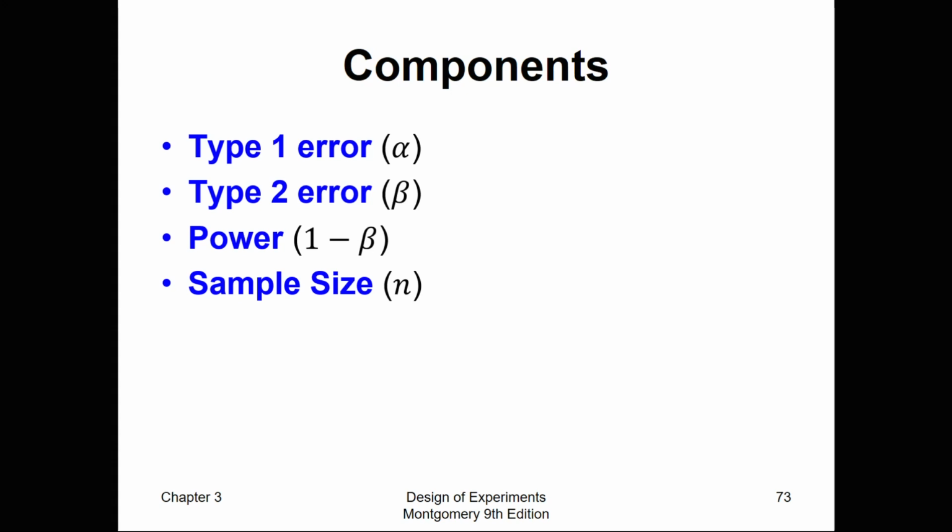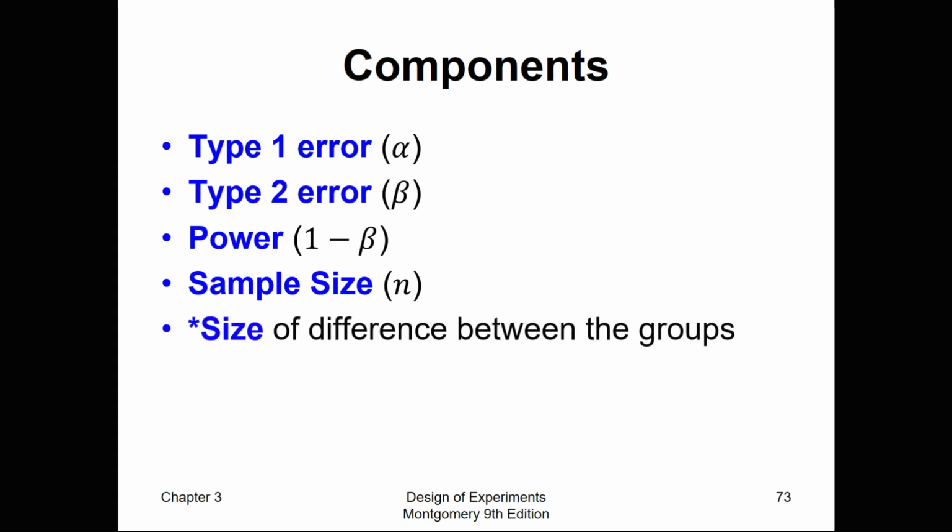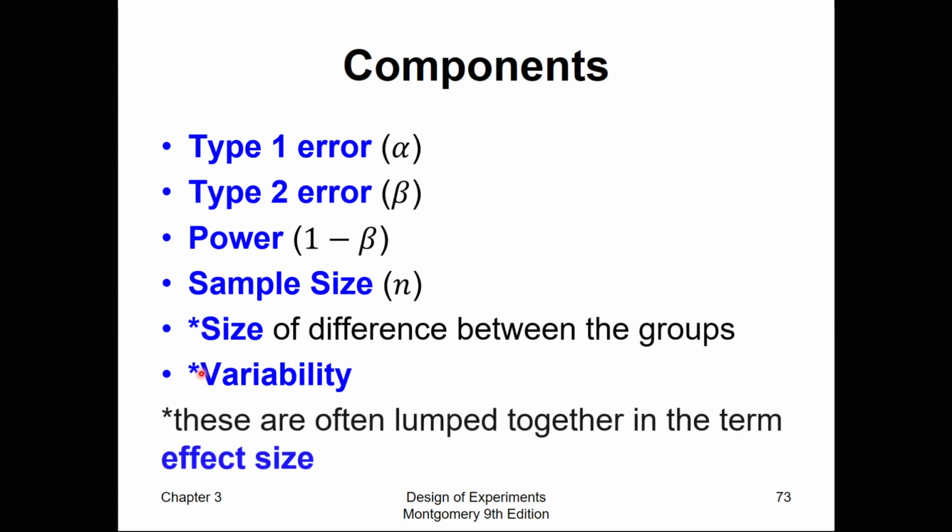The sample size n is a component that's related. And then there are two last components: the size of the difference between the groups. Let's say we're looking at group means. How far apart are the group means? Are they pretty close together? We've got one here and they're real close together. Are they pretty far apart? Or are they like a whole screen apart? What's the size of that difference? And then, of course, what's the variability within those groups? I have a little asterisk on here because these are often lumped together into the term effect size. The size and variability, we tend to have these standard measures of effect size that kind of lump together size and variability.